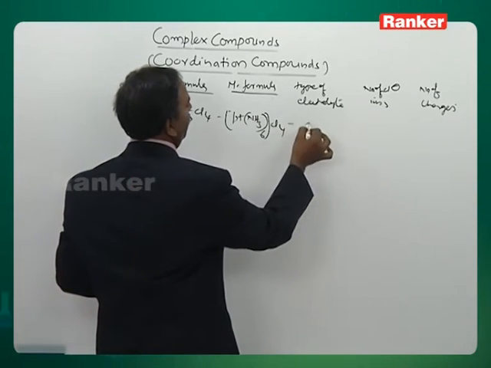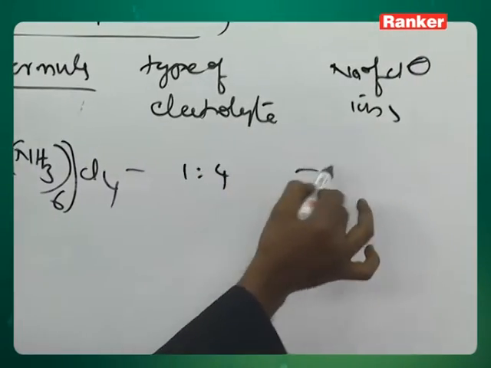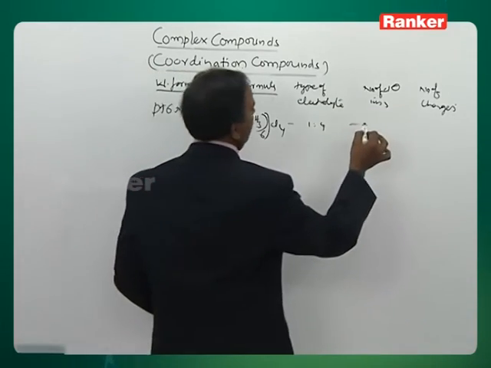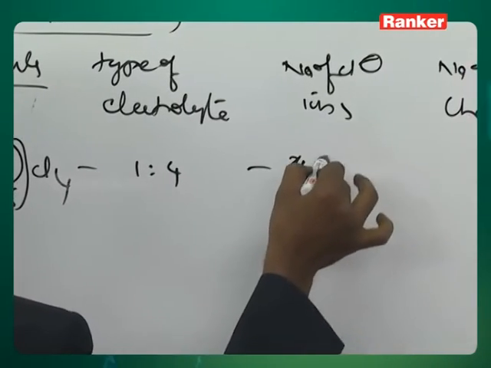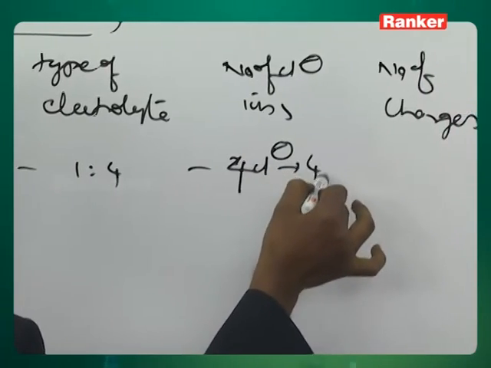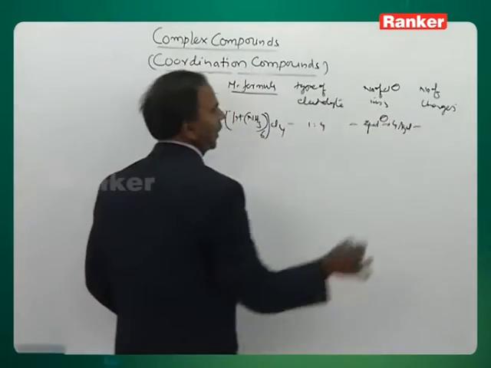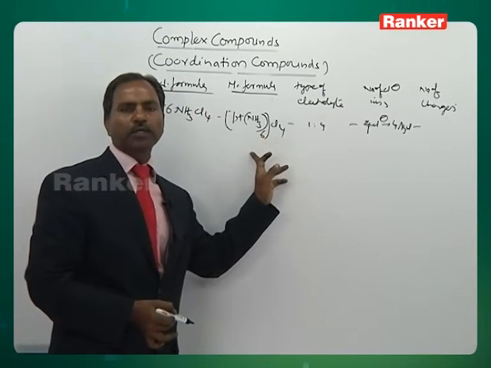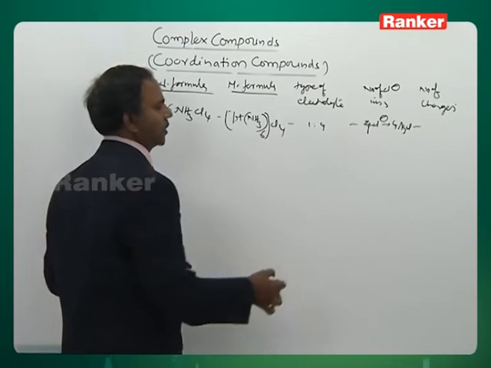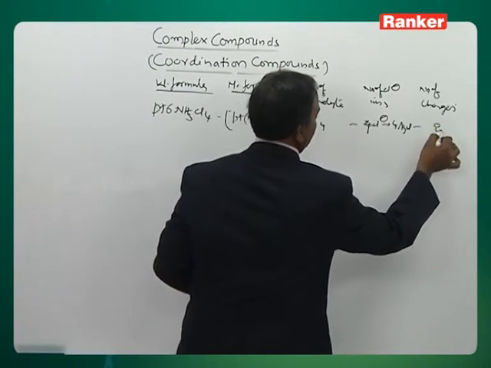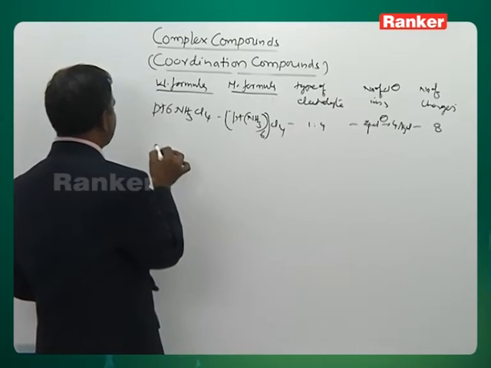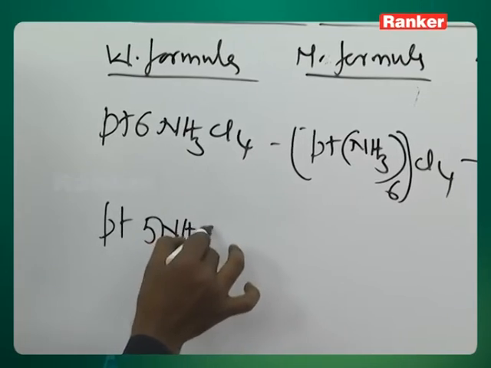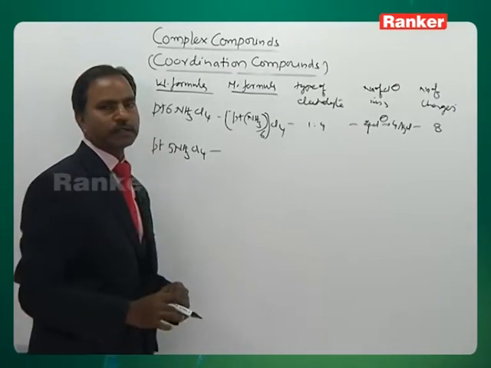Then 1 complex ion and 4 chlorides. Therefore, it is a 1:4 complex. Next, how many chlorides can be precipitated? Here it is 4 Cl minus. Therefore, 4 AgCl is getting precipitated. Next, how many charges? Once you are saying 4 negative charges, 4 positive charges will be there. Then total number of charges produced will be 8 charges. Next, to take one more, I am decreasing one amine ligand: Pt(NH3)5Cl4.